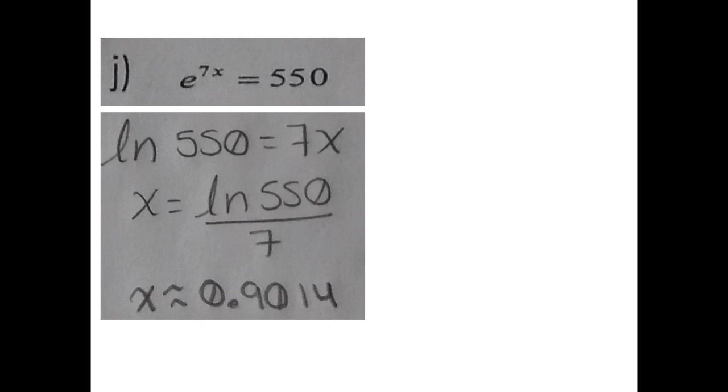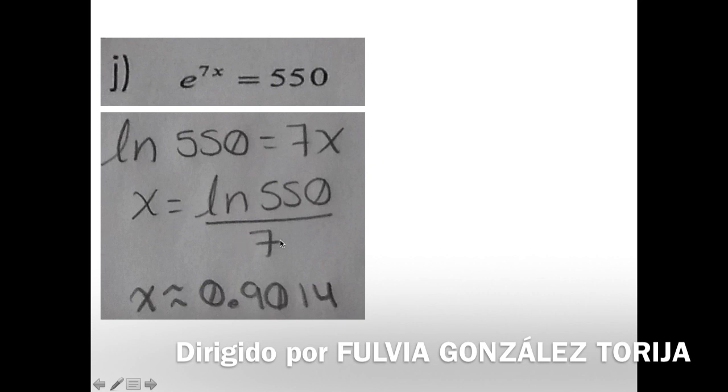And here's another last example. If I have a base e to the 7x is equal to 550, you can change it into natural log of 550. It's equal to 7x. The 7 is multiplying, I take it dividing. And since I already have a natural log or a base e, I don't need to do a change of base. You can just do it directly in the calculator, natural log of 550 over 7. And that's going to give you approximately that x is 0.9014.